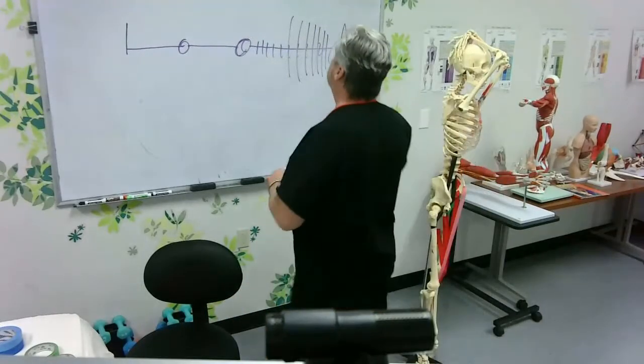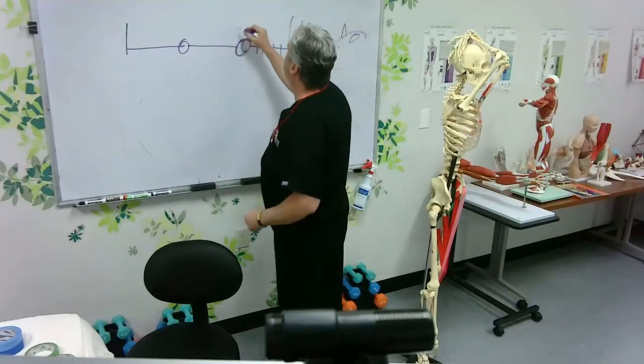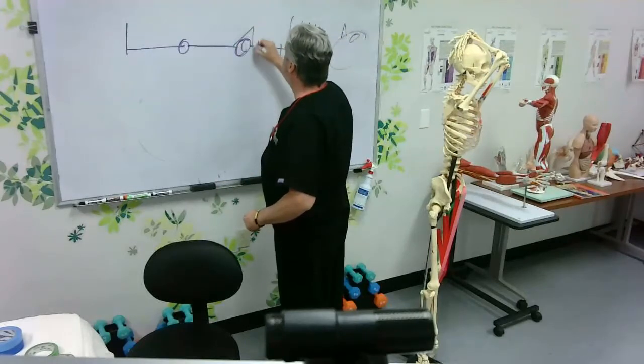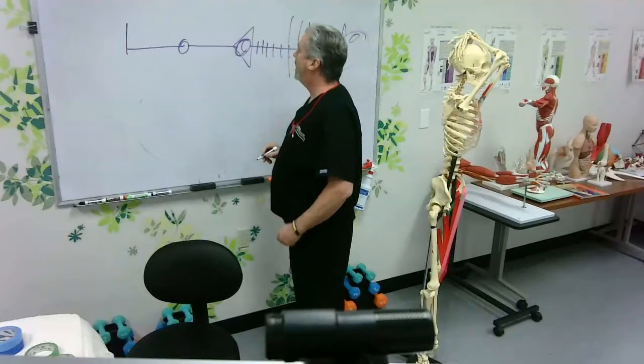Okay, so this is their hip, though, which I often signify as kind of a triangle here. That's their hip. Okay.